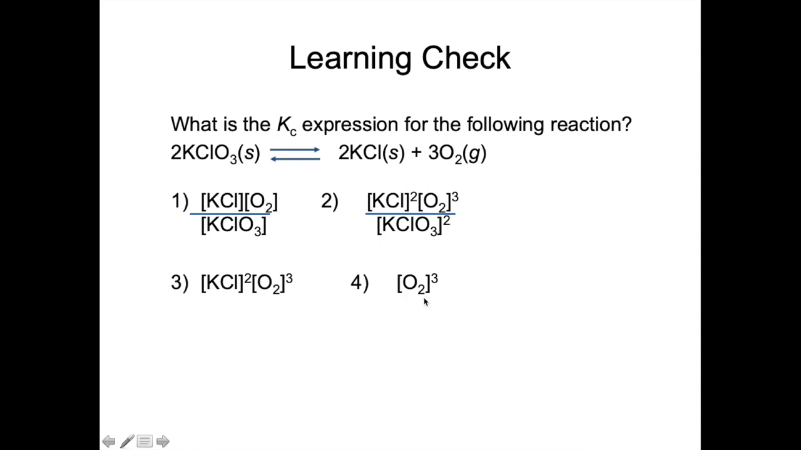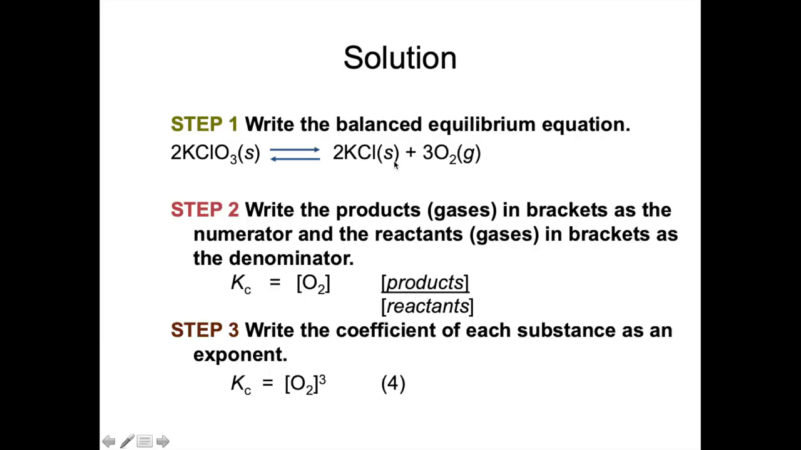All right, so hopefully you guys have figured out that the answer to this one is going to be number 4 again. Notice that potassium chlorate and potassium chloride are both solids, so they do not show up in our expression. So our Kc expression is just Kc equals the concentration of oxygen raised to the power of 3, because that's the coefficient of oxygen there.